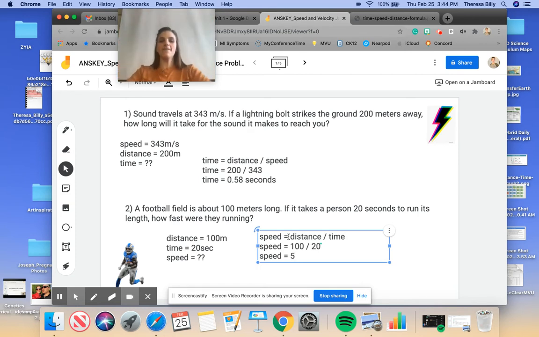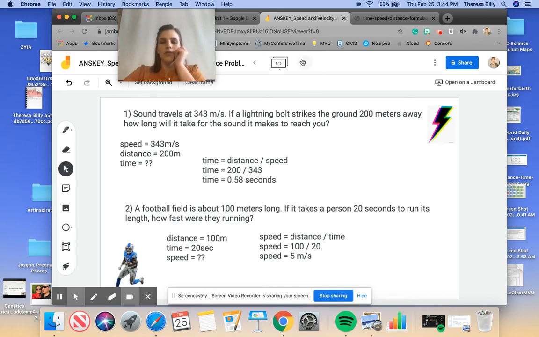Okay, so 5 what? Units of what? Well, what was the unit for distance? Distance was measured in meters. Slash means per, and then the time was measured in seconds. So the speed is 5 meters per second.